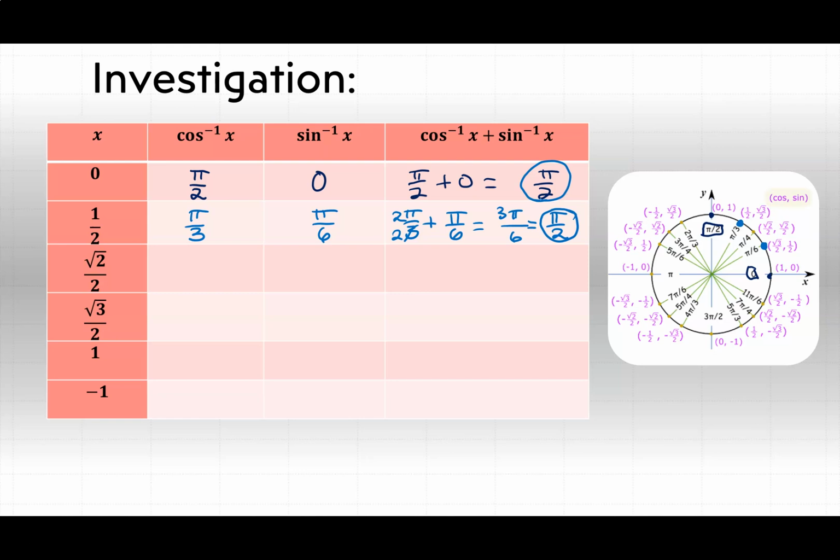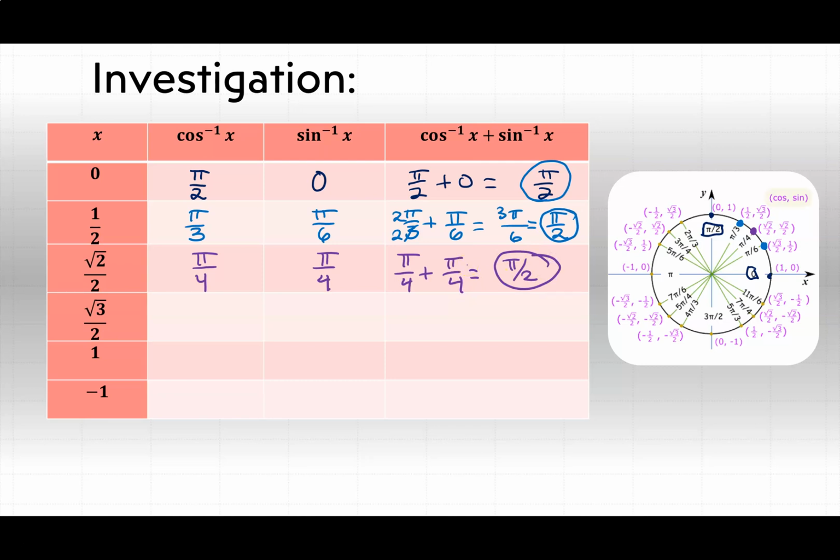What are you thinking? Let's think. Next, one more before we see a pattern here. Which angle will give you a cosine of square root of 2 over 2? And that must be pi over 4. And the sine is also pi over 4. A quarter plus a quarter is a half, and that is pi over 2.